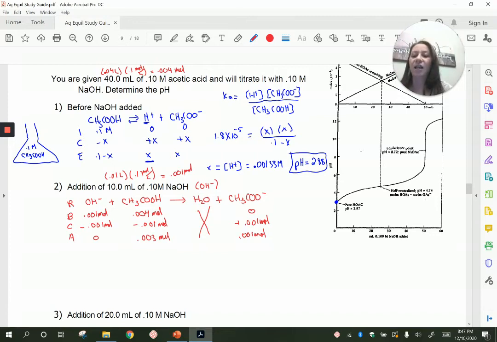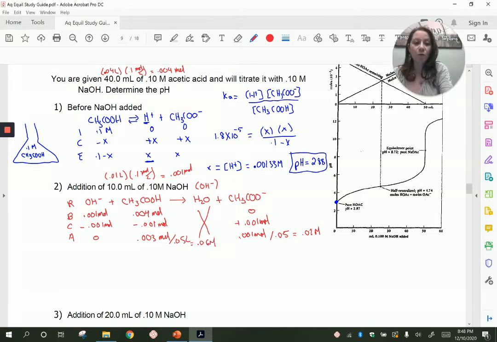So I have 10 milliliters of the NaOH and 40 milliliters of the acetic acid in my flask, and together they make up 50 milliliters of solution. So I'm going to divide by 0.05 liters. This gives you 0.02 molar, and this gives us 0.06 molar.